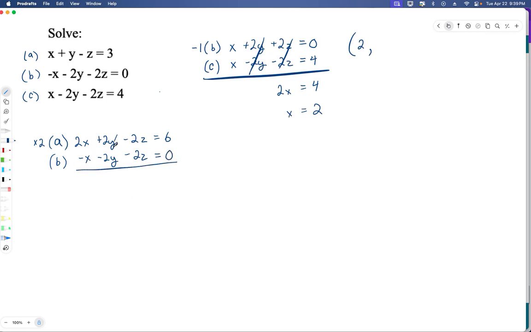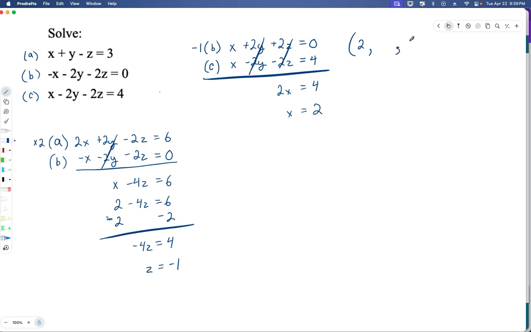All right, so this cancels. This becomes x minus 4z is equal to 6. I know the value of x is 2, so 2 minus 4z is equal to 6. So I'm going to subtract 2 from both sides. That gives me negative 4z is equal to 4. So if I divide both sides by negative 4, z is equal to negative 1.